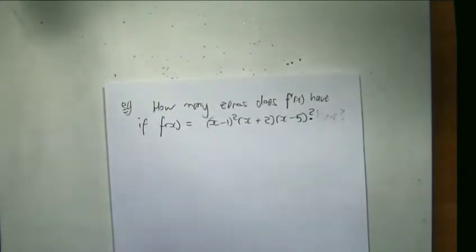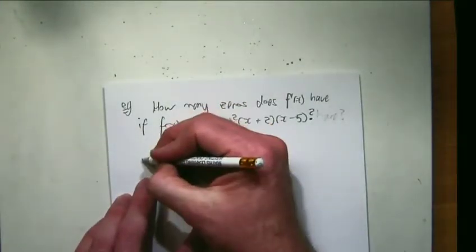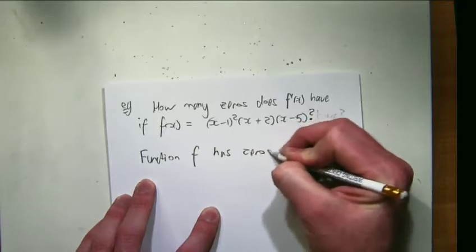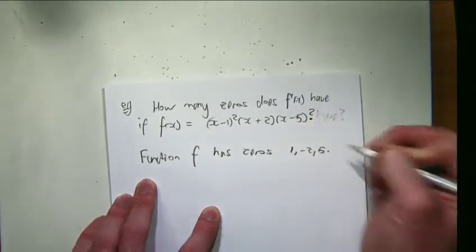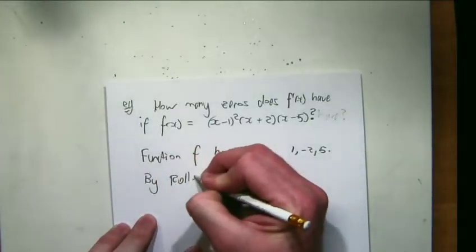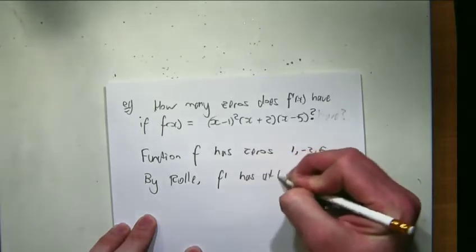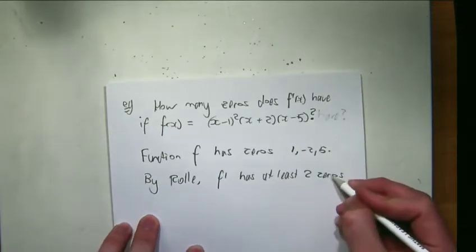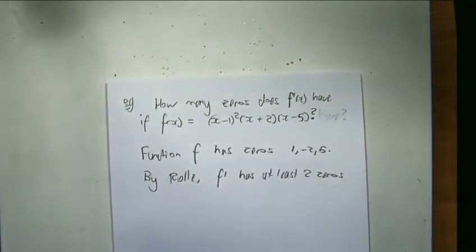So let's see, because I know about f. Okay, so I can at least start with f. Function f has zeros at 1, minus 2, and 5. That's exactly how many zeros it has. It has 3. So therefore, according to Rolle's theorem, f' has at least 2. And it doesn't just have at least 2 zeros, and those 2 zeros that we're thinking of are not equal to 1, minus 2, or 5.